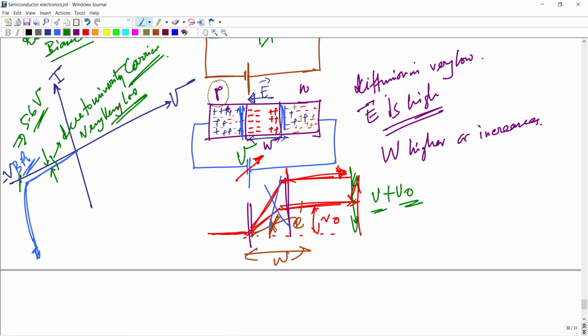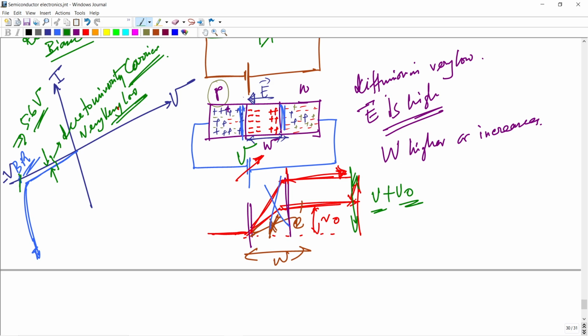So the flow of electrons from N to P is blocked and decreasing, and holes from P to N are also decreasing. So diffusion is reduced, and you get a minimum amount of current. This minimum current is due to the minority carriers, due to the electric field, and it is a drift current.